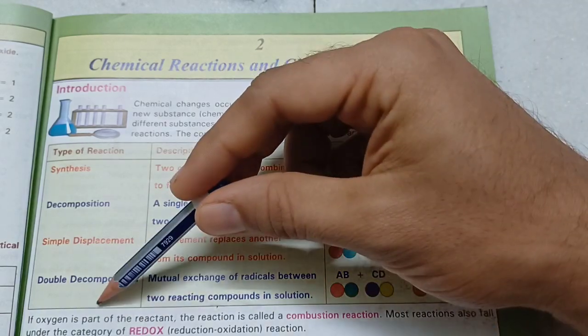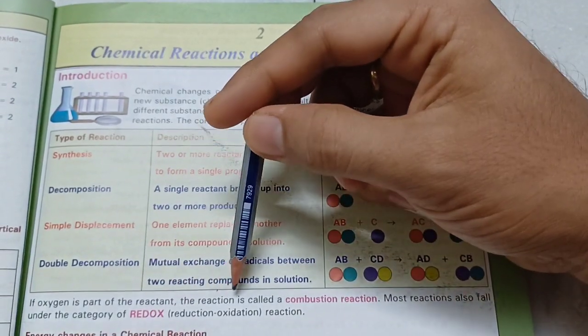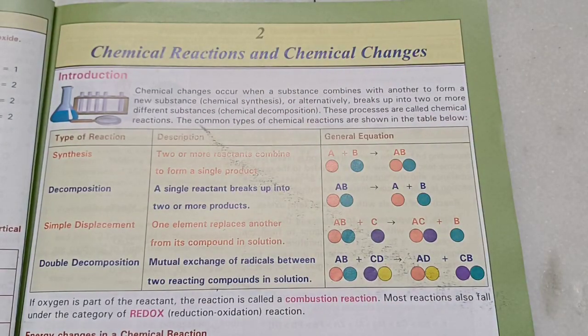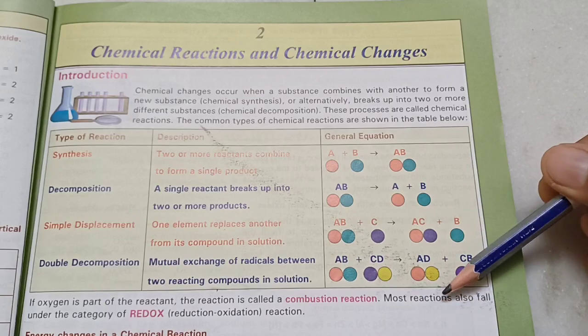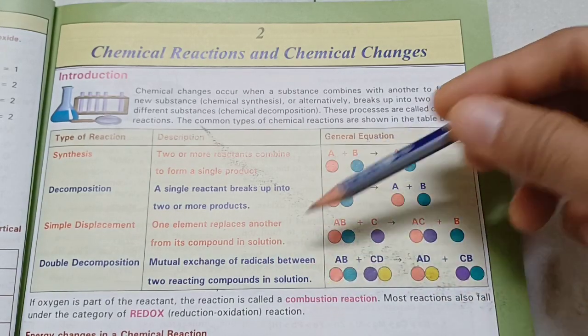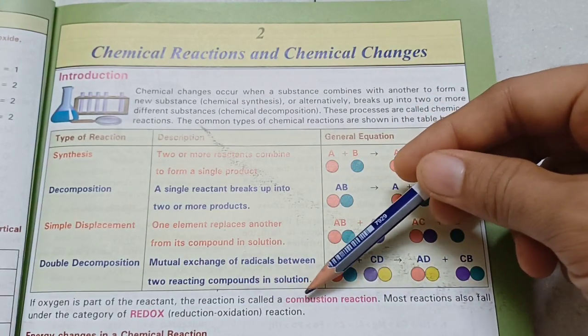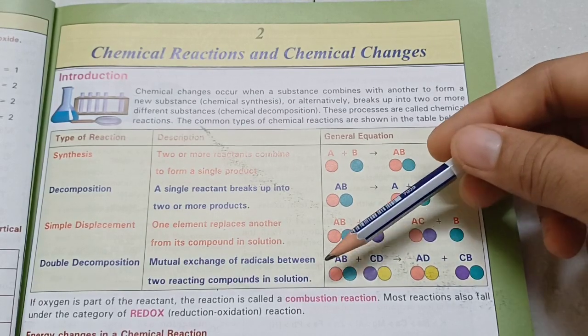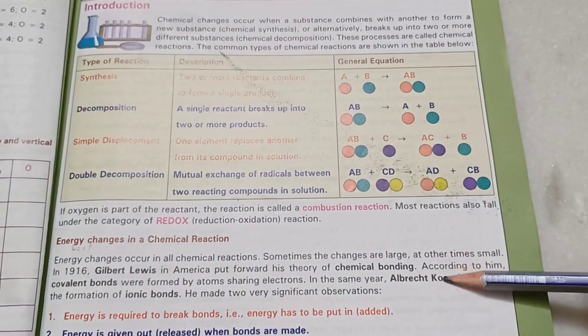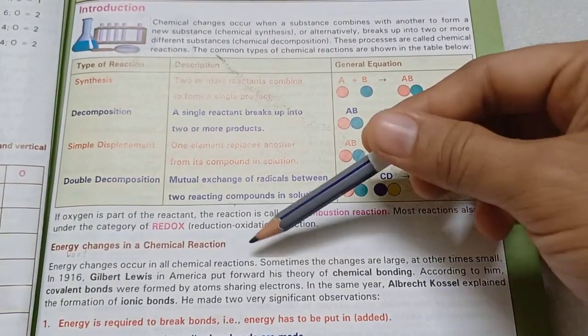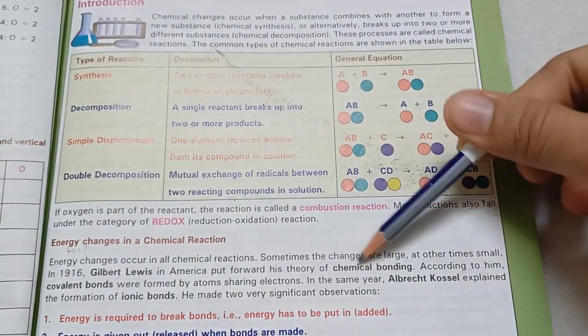Now, if oxygen is part of the reactant, then the reaction is called combustion, that is burning. And most reactions also fall under the category of redox reaction, which is reduction and oxidation happening simultaneously, which we'll study shortly. Now, there are some scientists involved in discovery of chemical phenomena. Mark this para as read.